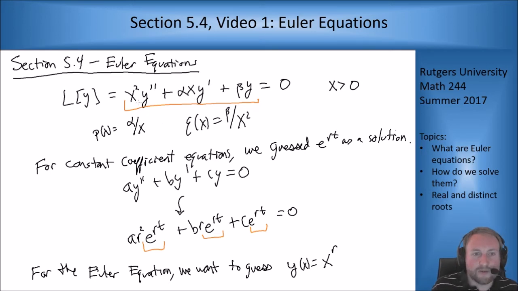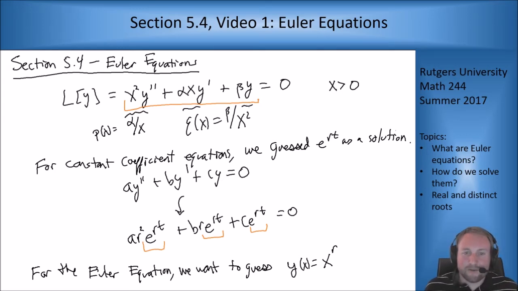So if you look at our equation up above, what we're going to end up with is this first term is going to have an x to the r in it, because it's going to have an x to the r minus 2 from the y double prime, and then the x squared puts us back up to x to the r. Same thing for the next term, and then for the last term, we're going to have an x to the r in each term, which we're going to be able to cancel.